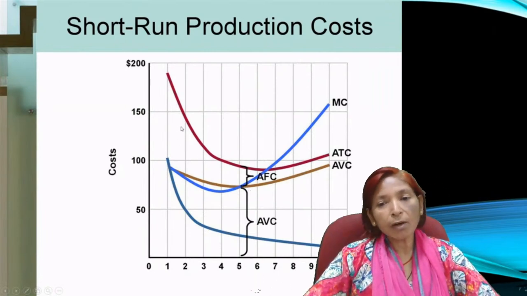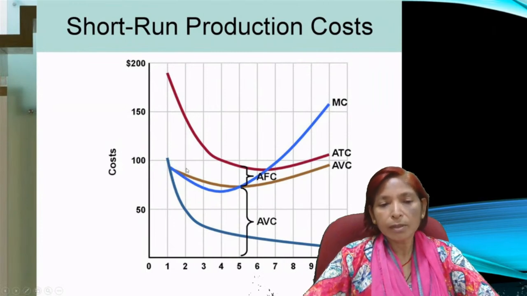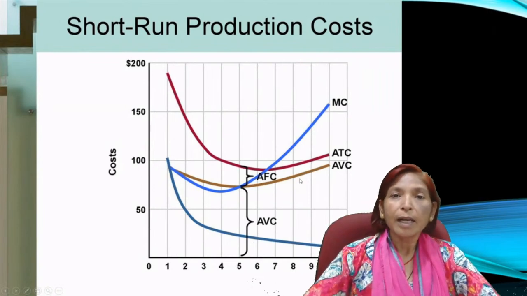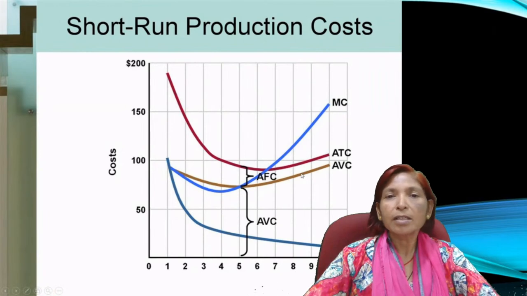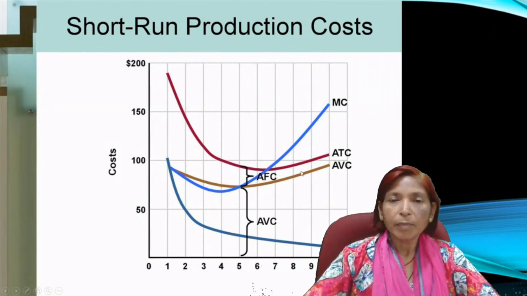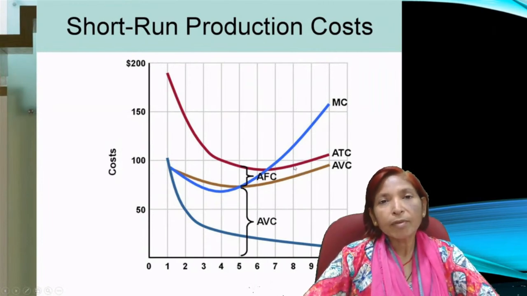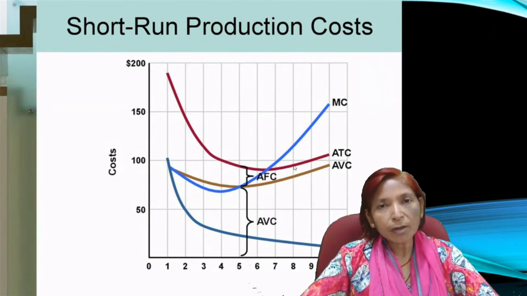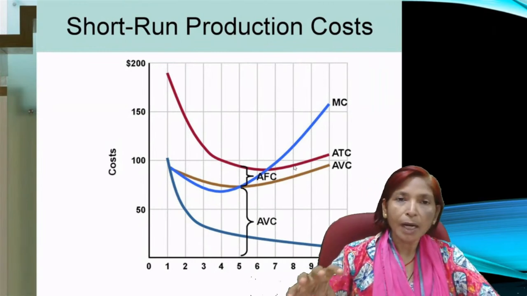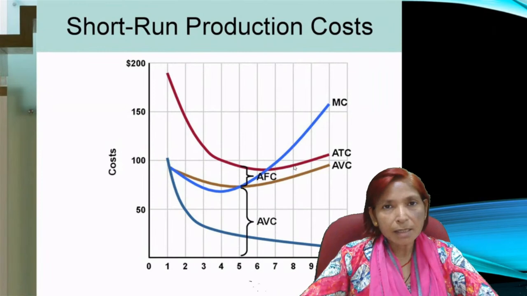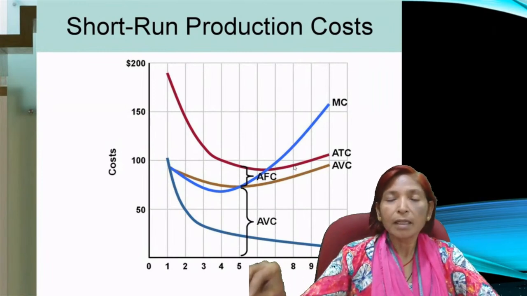And the gap in between average variable cost and average total cost, in the beginning, this gap will be higher. But at the last, this gap will be lower. But ATC and AVC can never intersect each other. They may go parallel, but never intersect each other. In the beginning, the gap in between average cost and average variable cost will be maximum, and at last it will start declining, but never touches any curve.